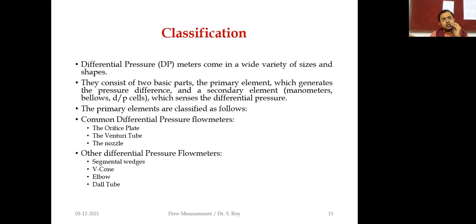It may be anything, starting from a manometer to a diaphragm, whatever it is. We'll also observe in a later class that differential pressure transmitters are there. They use a diaphragm to measure the differential pressure. So whenever we use differential pressure flow meters, we need a secondary element to measure the pressure difference, because the primary element converts the flow rate into differential pressure. So we need a secondary element which will measure that differential pressure, and from that measurement we can calculate the actual volumetric flow rate of the system.